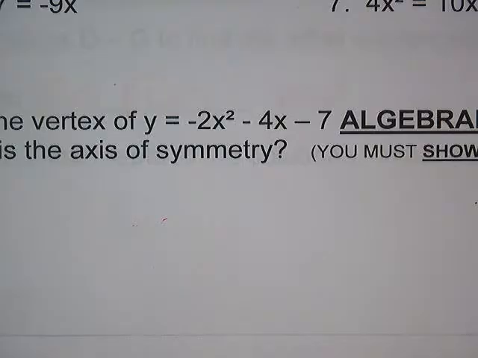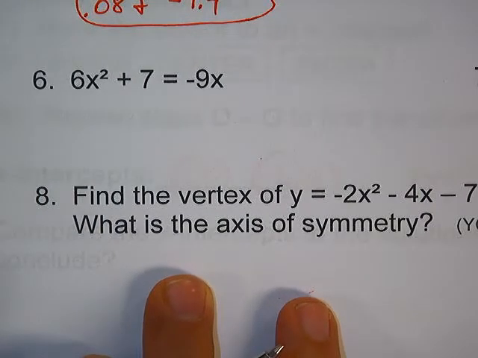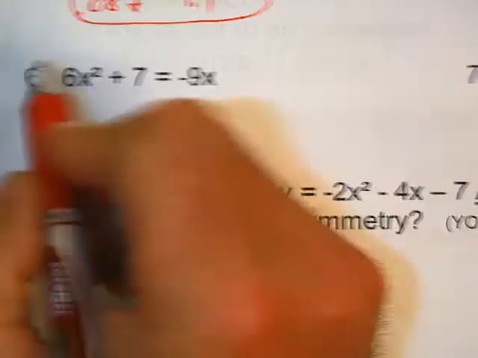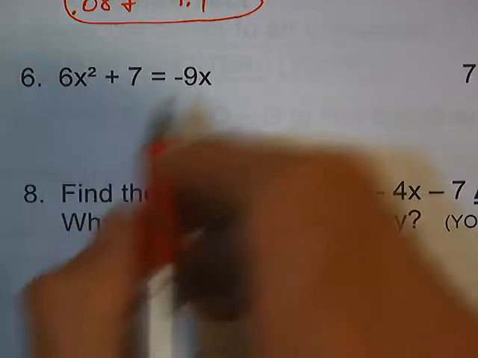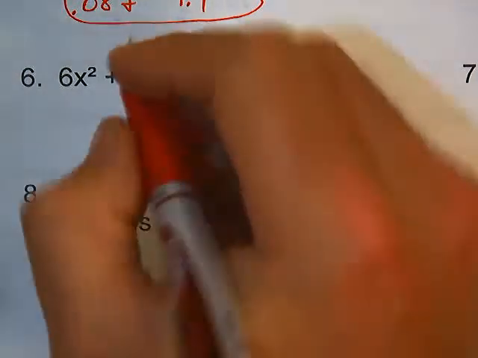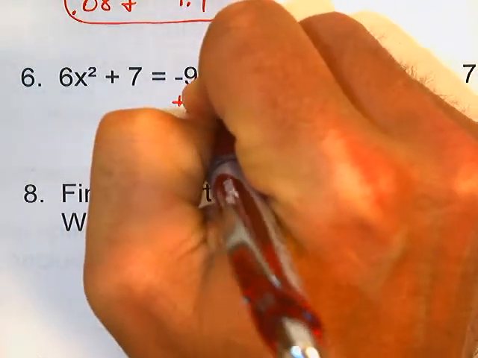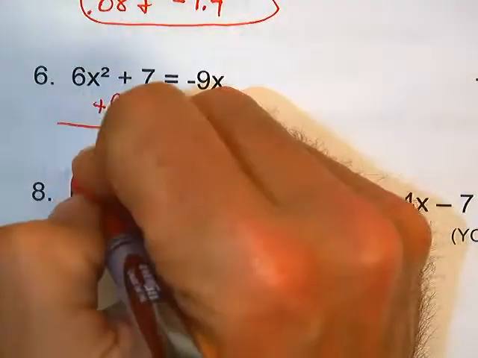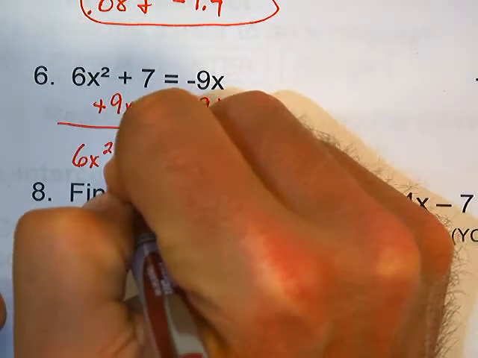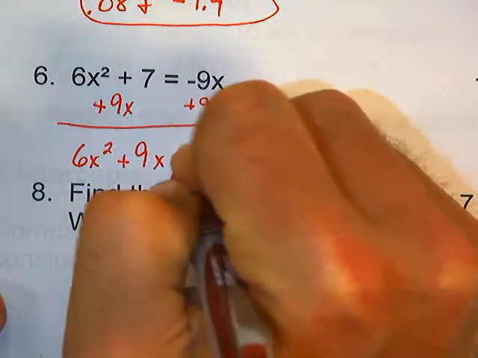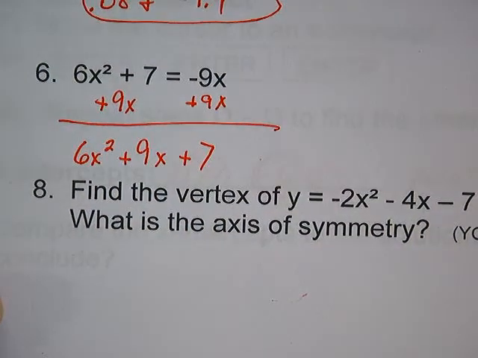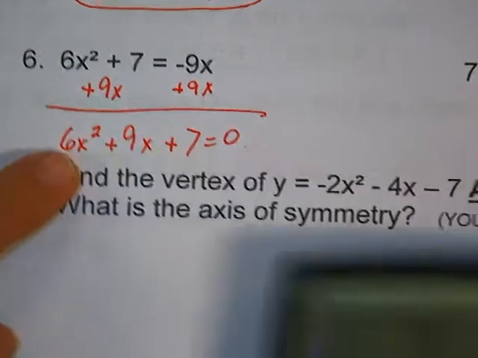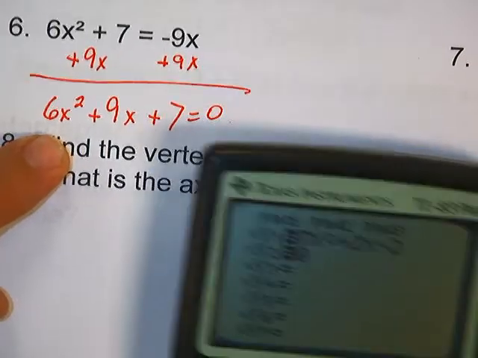Okay. Number 6. Is it all on the same side of the equal sign? No. We have to move this negative 9x over here. How am I going to get rid of the negative 9x? I'm going to add 9x to both sides. Okay, so I have 6x squared plus 9x plus 7 equals 0 or equals y. That's the same thing. So now go to y equals.